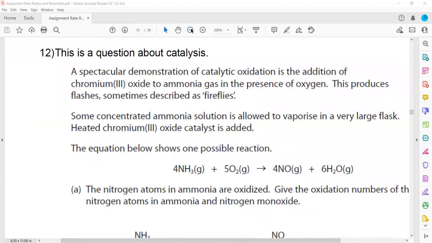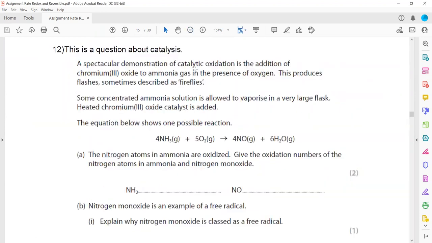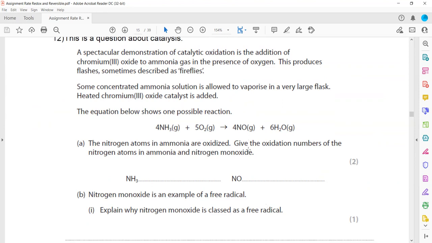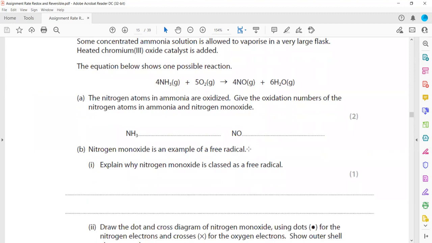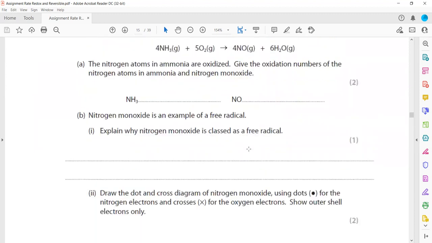In question 12, this question is about catalytic oxidation. It demonstrates chromium 3 oxide catalysing the oxidation of ammonia in the presence of oxygen. Some concentrated ammonia solution is allowed to vaporize in a large flask. The equation is shown here. The nitrogen atom in the ammonia is oxidized. Give the oxidation number of nitrogen in ammonia and in nitrogen monoxide.